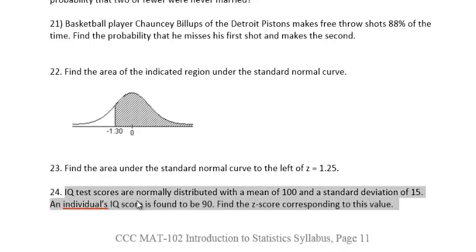It's actually negative. The individual IQ is found to be 90, so the distance from the mean is negative 10. So you can call it 0.66666666 away from the mean, or you can call it negative 0.666666 to illustrate that it's lower than the mean.